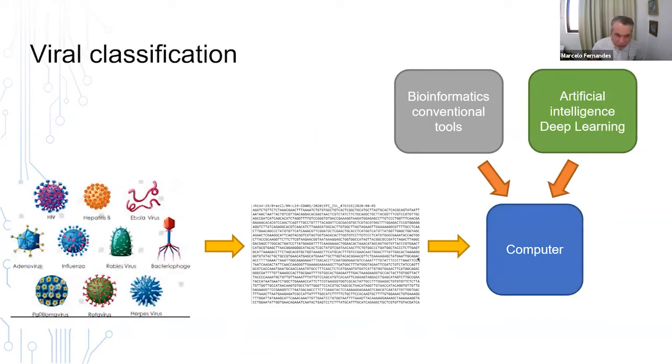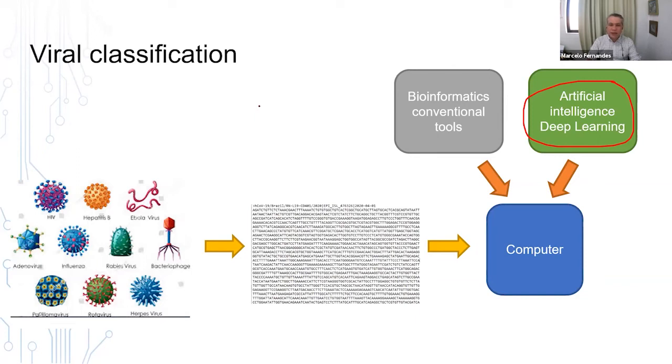Now I'm going to talk about viral classification. What is the idea? Basically, you have the viral sequence, the virus DNA or RNA sequence, and you need to classify the virus. You need to understand which type of virus is present. You can use conventional bioinformatics tools like alignment, like BLAST, the Smith-Waterman algorithm and others, or you can use artificial intelligence, deep learning.